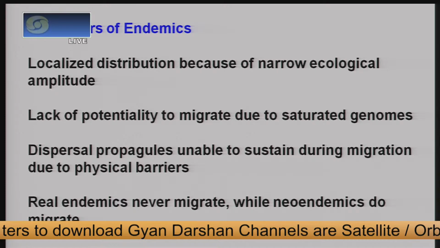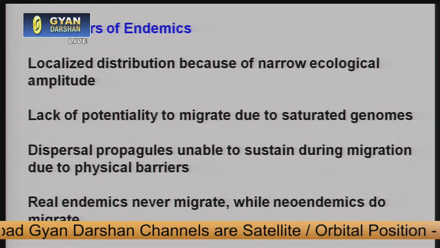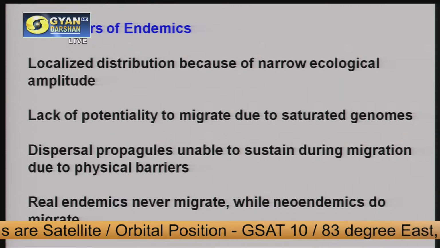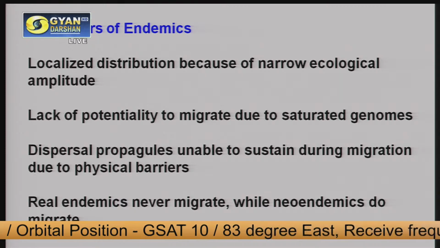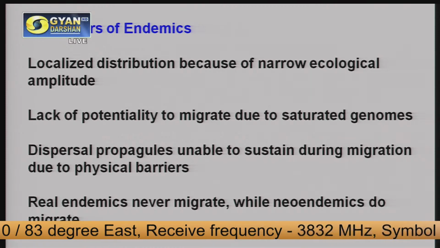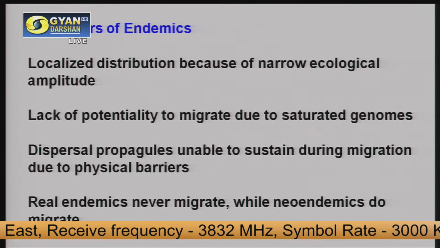Now, what are the characteristics of endemics? Localized distribution because of narrow ecological amplitude, lack of potentiality to migrate due to saturated genomes, the dispersal propagules unable to sustain during migration due to physical barriers.